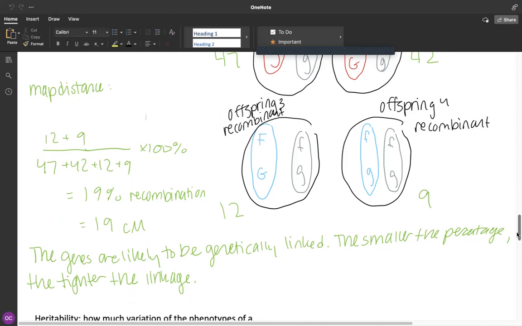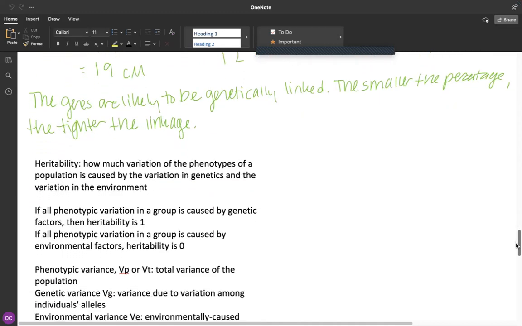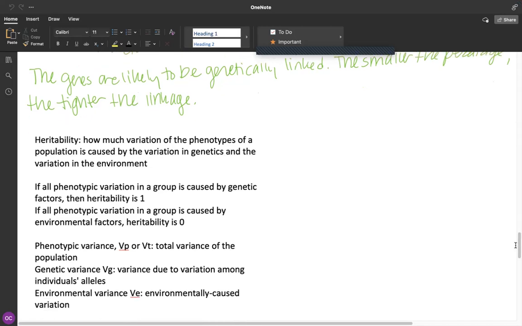So the genes are likely to be genetically linked because they're quite lower than 50%. The smaller the percentage, the tighter the linkage. So these genes are likely to travel together. So recombination, crossing over is less likely to happen.